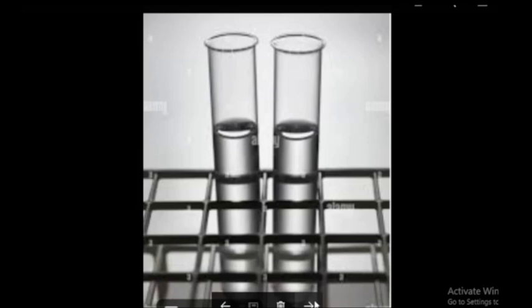You can see them here. You can see this particular tube here. That is the test tube in a rack containing water. You can see this picture as well.